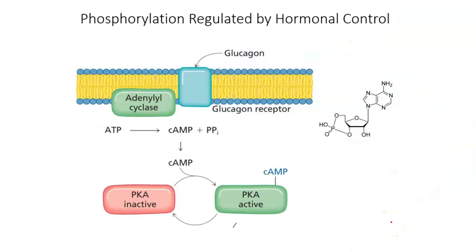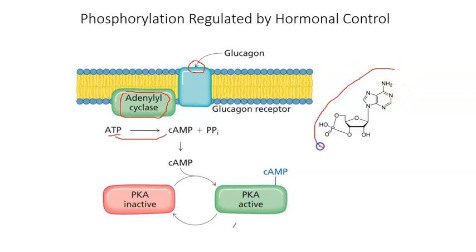Another hormonal control mechanism is through glucagon, and this glucagon binds a receptor. It's a little bit different of a hormonal signal, so this actually activates a signal transduction mechanism. Glucagon binds to that receptor, and then that activates an adenylyl cyclase. This enzyme converts ATP to cyclic AMP.